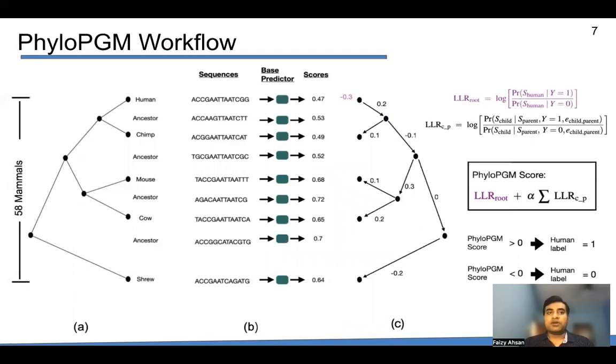In this slide, I show you the workflow of PhyloPGM. So for a given human sequence, we will be having its corresponding orthologous sequences in ancestors and the existing species. The first diagram shows the phylogenetic tree that relates all these orthologous regions. Now, once we have these orthologous regions, we use the base predictor, which is a sequence-based model trained on human sequences only, to obtain the prediction scores for all the orthologous regions. Once we have these prediction scores, then we can form a prediction score tree.